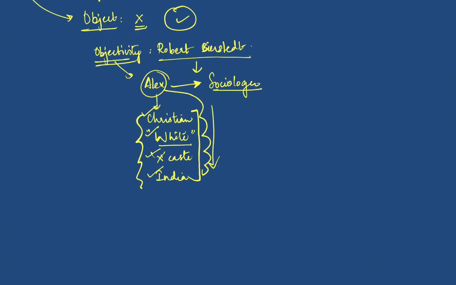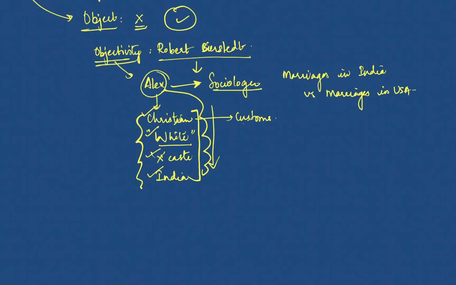So for example, if his research topic is marriages in India versus marriages in USA, right? See, Alex is a Christian, and Christians have different customs of marriage. They have different ways in which marriage is done.